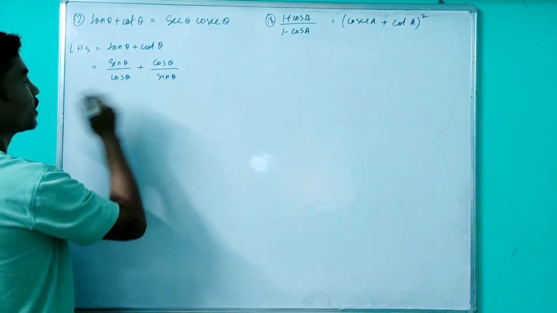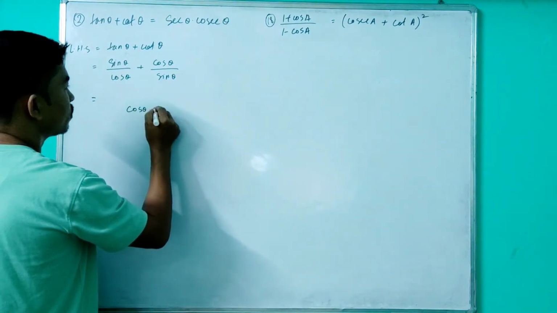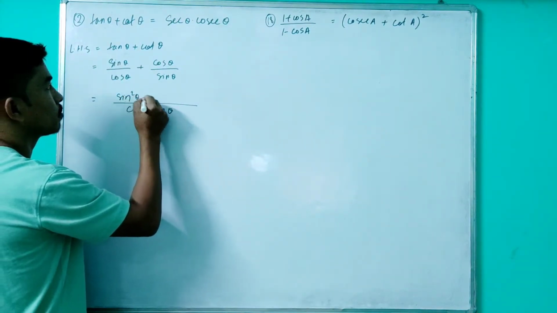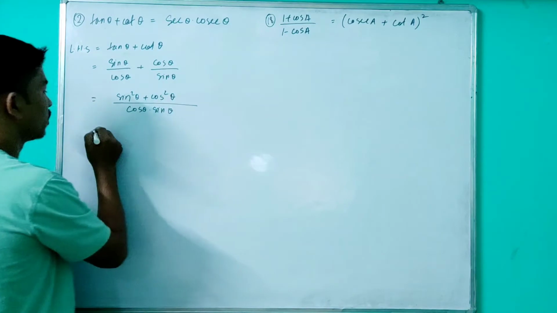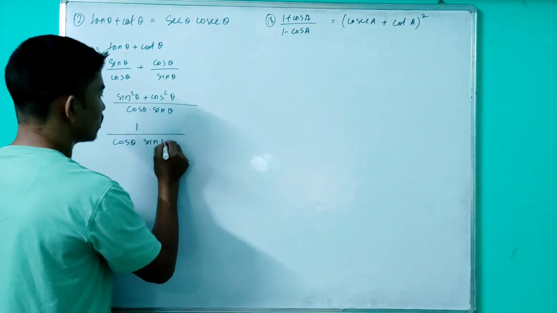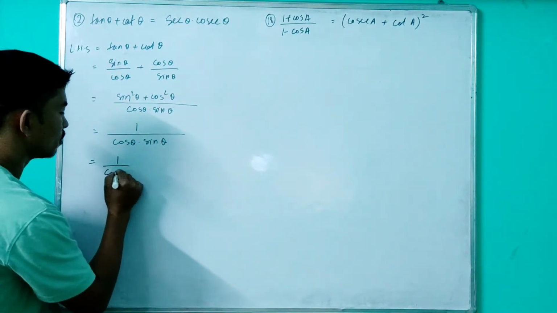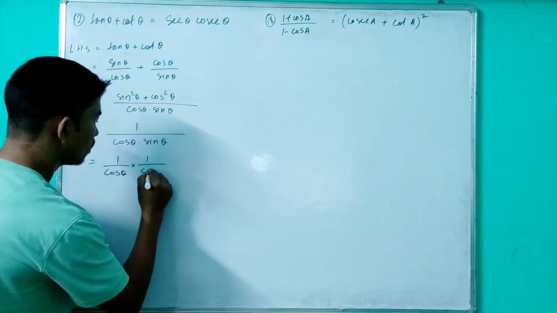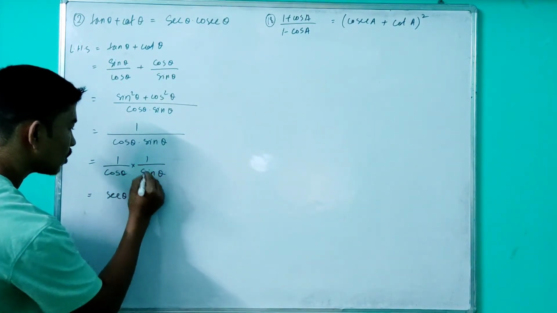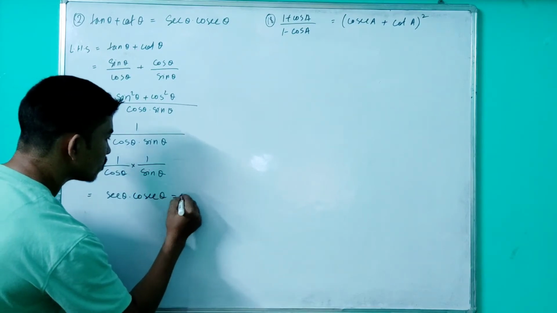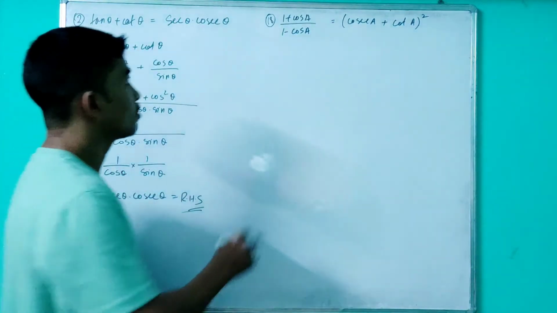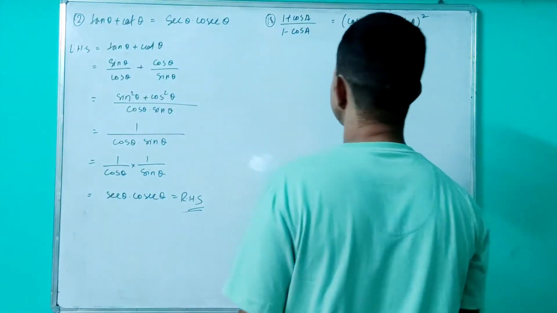So now what happens, taking the LCM, it is cos theta into sin theta divided by, the upper becomes sin square theta plus cos square theta. So we know that sin square theta plus cos square theta is equal to 1, so it is 1 over cos theta into sin theta. Now I will write this as 1 by cos theta into 1 by sin theta. Now 1 by cos is sec theta into 1 by sin is cosec theta, which is equal to the right hand side. Okay, so this is how we prove. It's very simple. So now coming to the next question, that is question number 18.